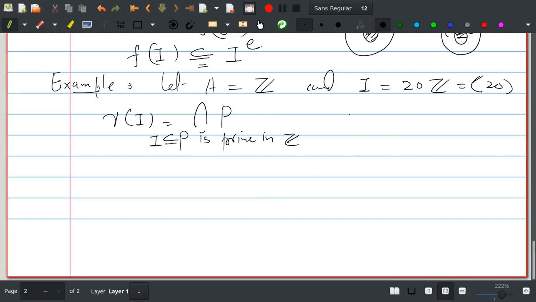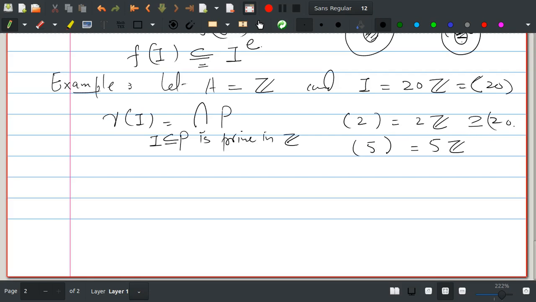So the ideal generated by 2 is a prime ideal which contains 20Z. Similarly, the ideal generated by 5 is again a prime ideal that contains 20Z. So both these ideals contain 20Z. Now these are the only prime ideals that contain 20Z. So the radical of I is their intersection.